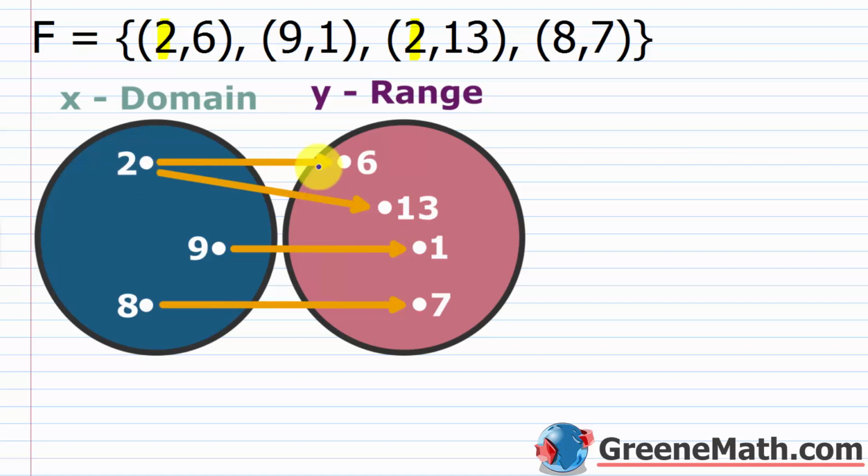So for 2, again, it's associated with 6 and also 13, so this is not a function, right? The fact that 9 is associated with 1 and 8 is associated with 7, those are fine. It doesn't violate the definition. But because this fails, the whole thing fails. So we would say this is not a function.